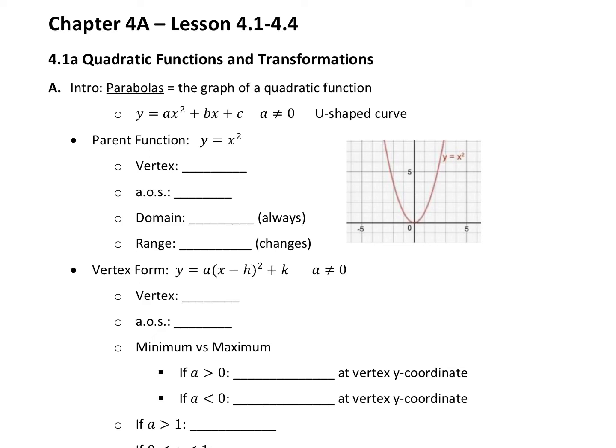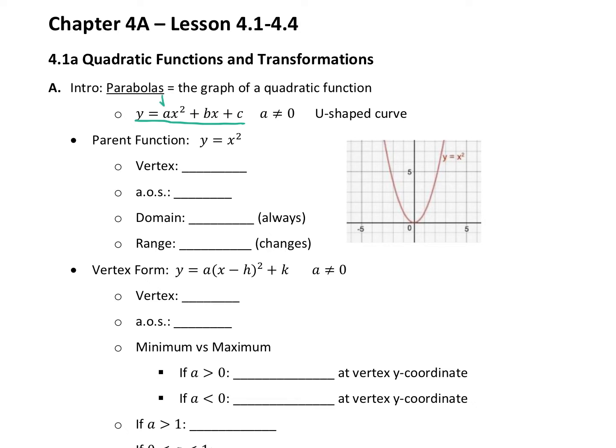All brand new to you. It should feel very familiar to you, which is lovely. So this is the form of a quadratic, y equals ax squared plus bx plus c. Your a value can't be 0 because that takes the x squared out of the problem, and then it won't be a parabola anymore, right?